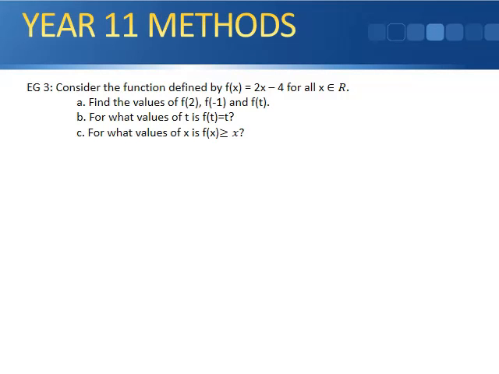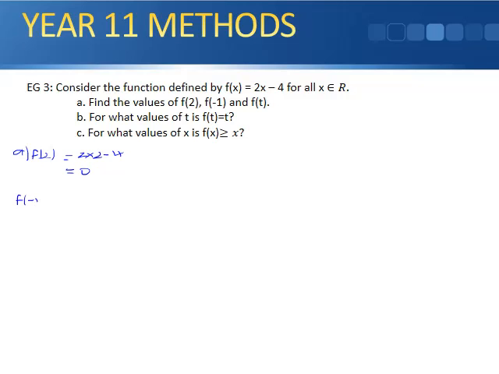Example 3 says, consider the function defined f of x equals 2x minus 4 for all x that is an element of the reals. Part A, find the values of f of 2, f of negative 1, and f of t. So part A I'll do over here. f of 2 gives me 2 times 2 minus 4. 2 twos are 4, minus 4 gives me 0.